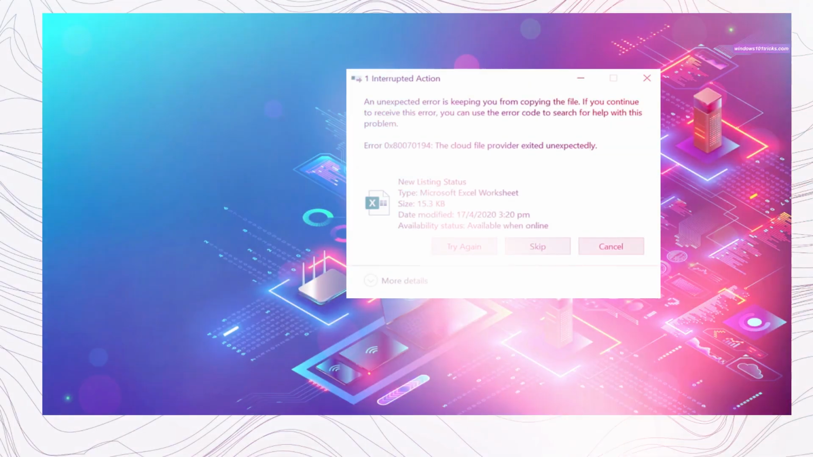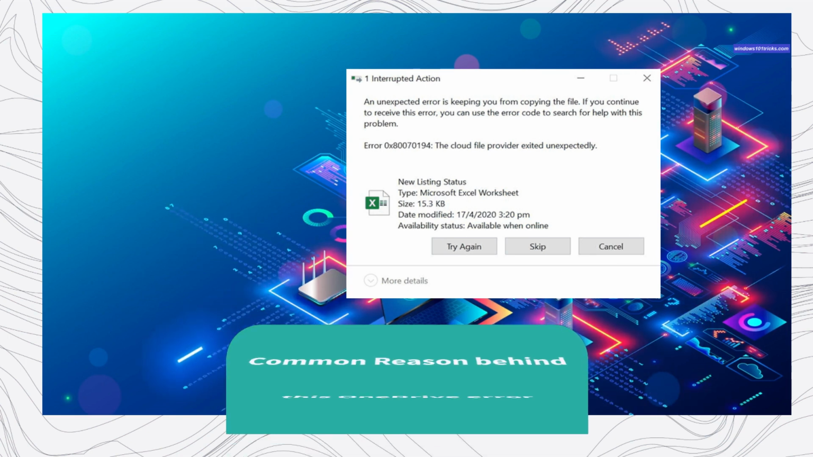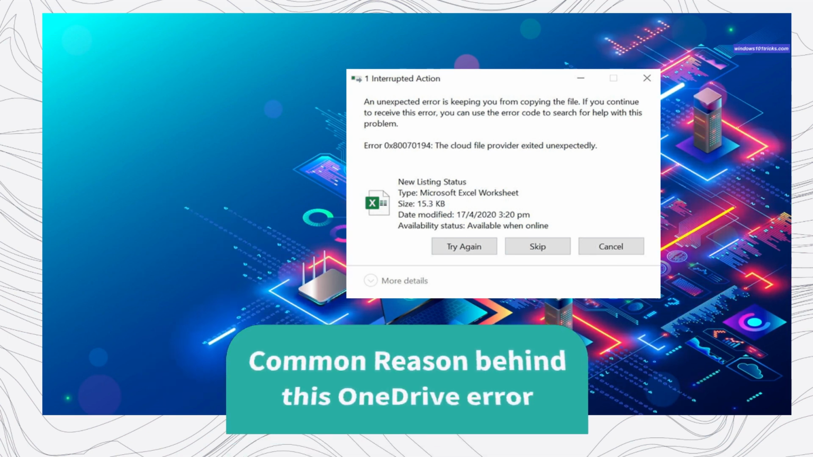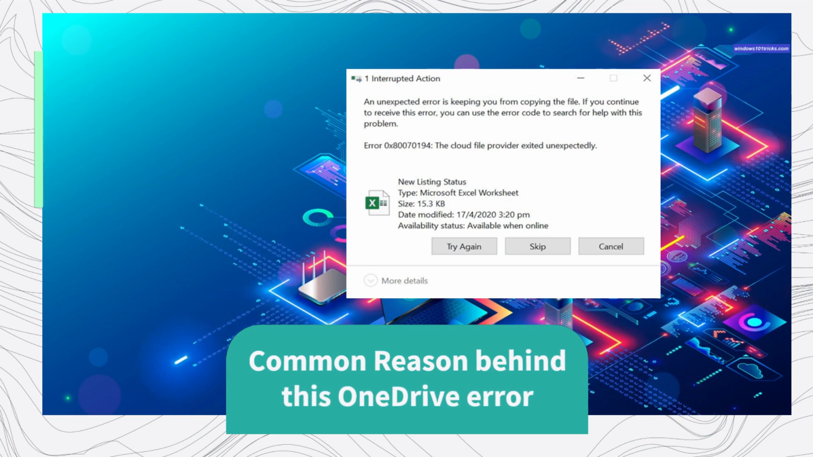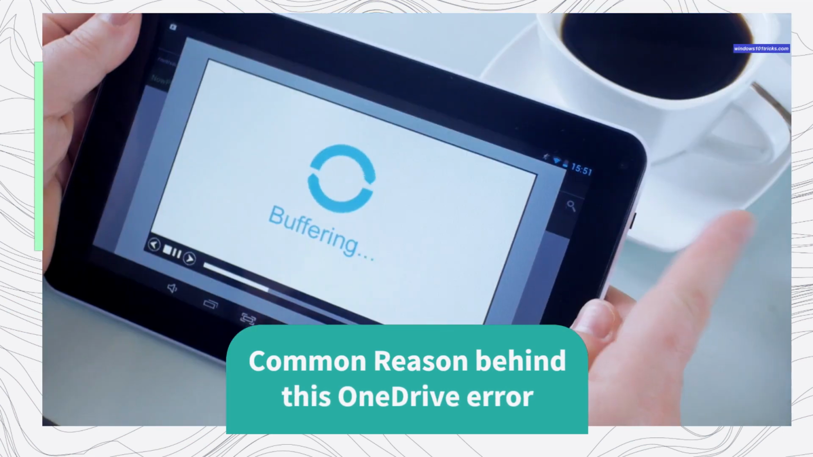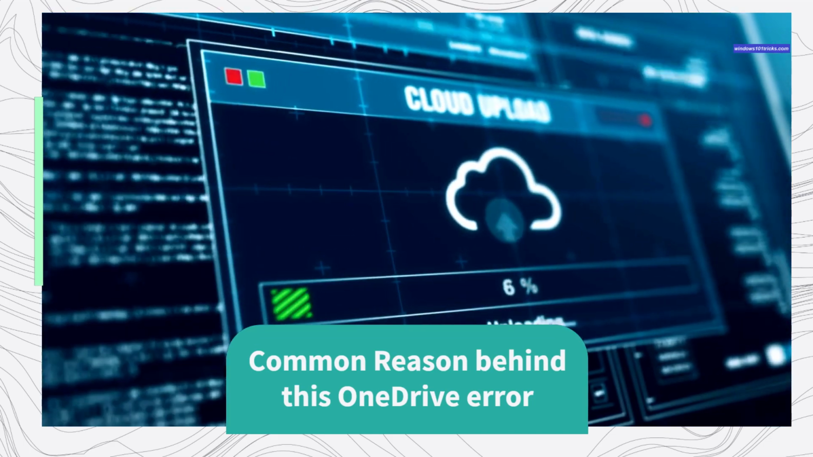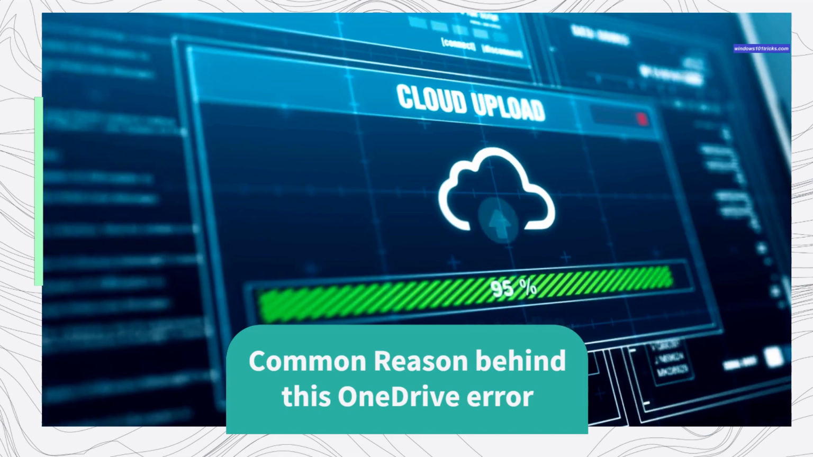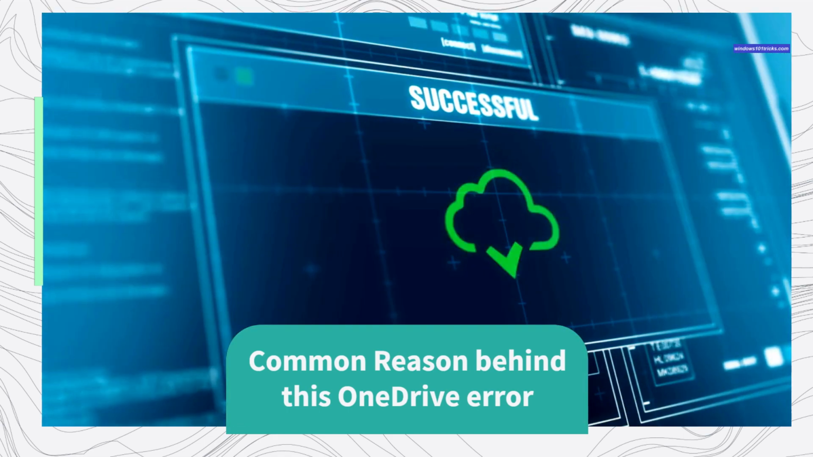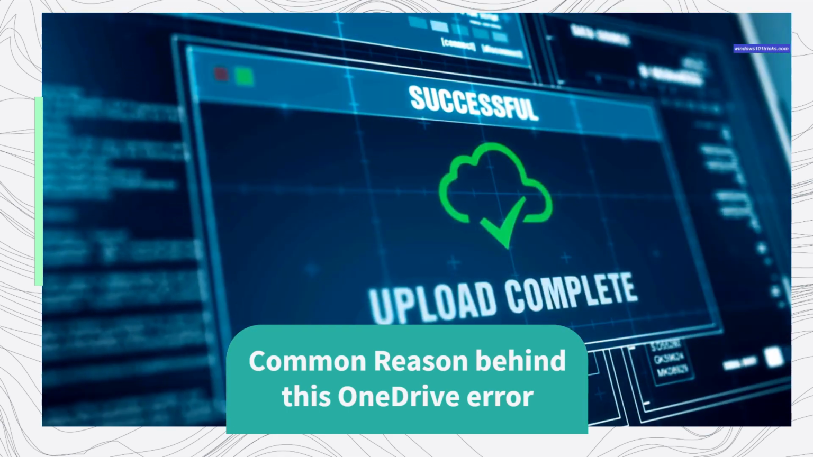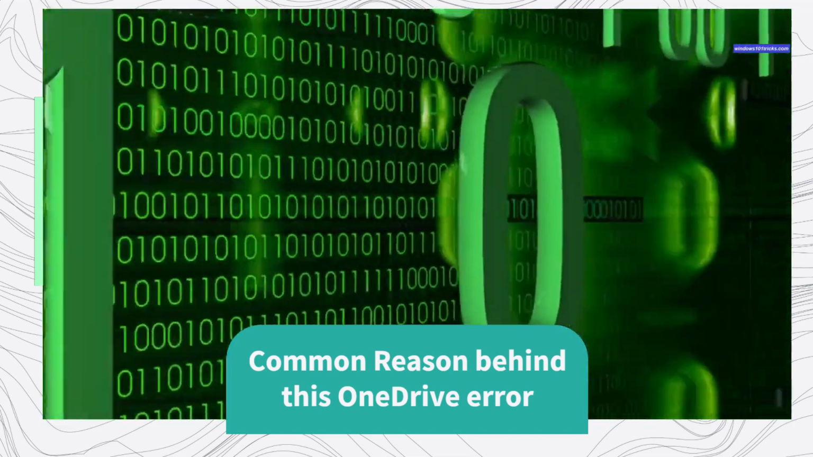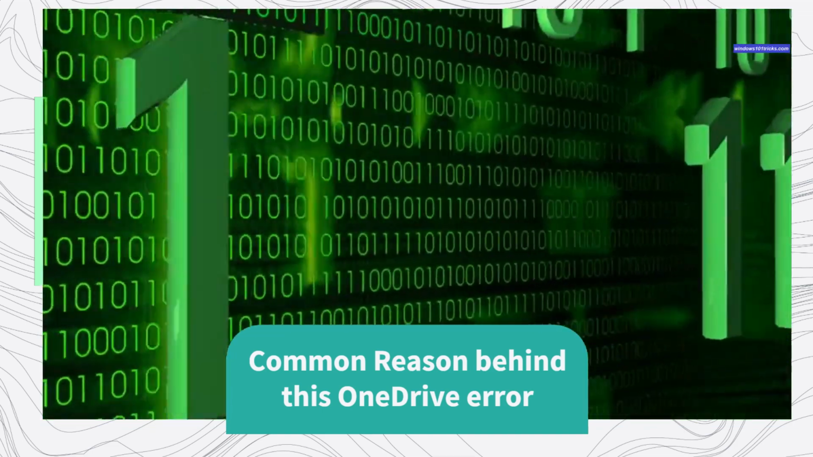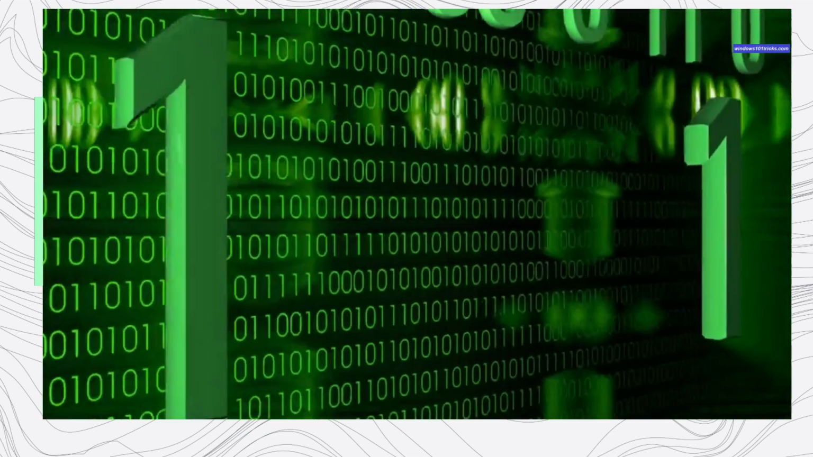There are several possible reasons for this OneDrive error: slow internet connections, syncing issues, conflict with the files on demand feature, antivirus interference, and more. Unstable or slow internet connections can disrupt the synchronization process between your device and OneDrive, triggering this error. Conflicts during the file synchronization process, such as discrepancies or interruptions, may lead to the unexpected exit of the cloud file provider, resulting in the error. Certain antivirus programs may misinterpret OneDrive operations, causing interference and triggering the error.